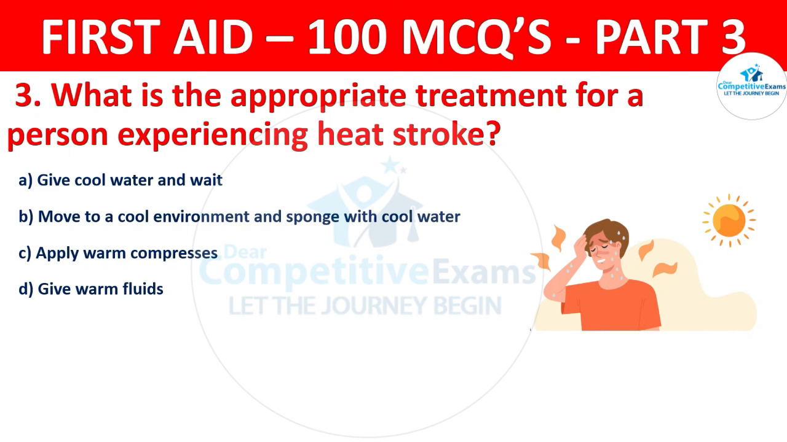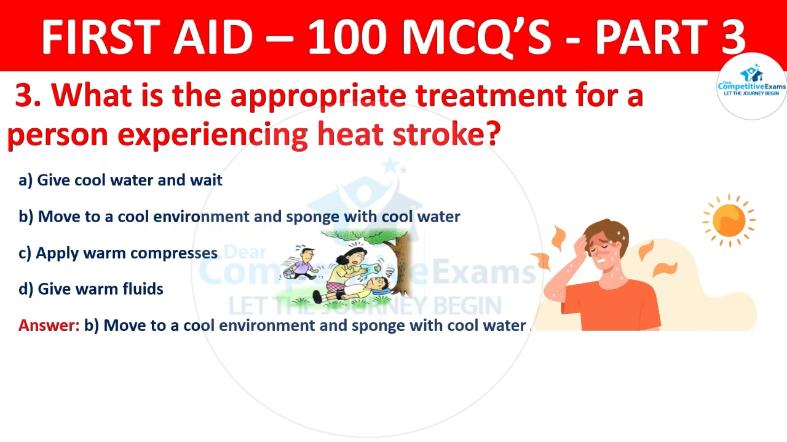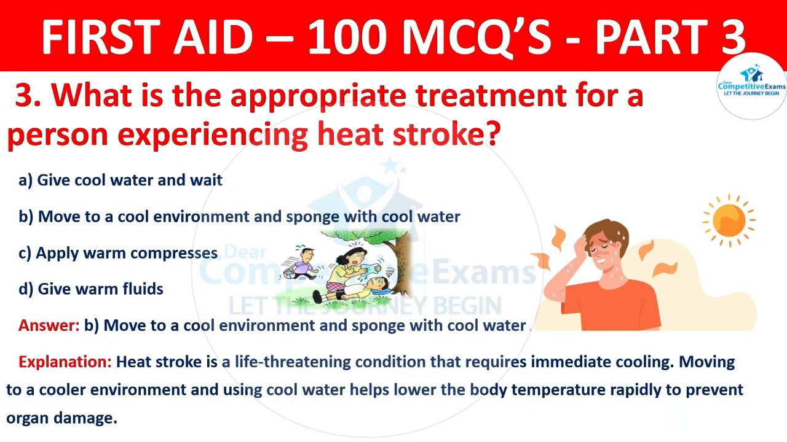The correct answer is B. That is move to a cool environment and sponge with cool water. Heat stroke is a life-threatening condition that requires immediate cooling. Moving to a cool environment and using cool water helps lower the body temperature rapidly to prevent organ damage.